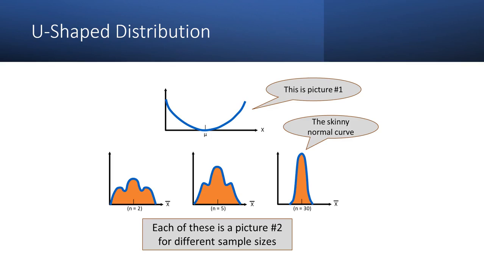I don't really know of any populations with the shape of a U, which we have for this picture number 1, but this is about as far from normal as you can get. So for sample sizes of 5, the shape of the sample mean looks like a little kid wearing a bed sheet for Halloween. By the time the sample size reaches 30, once again, the sample means follow a normal curve.